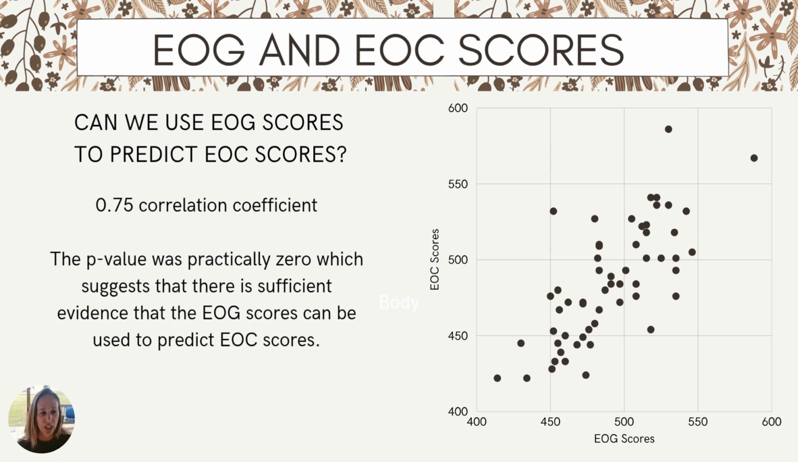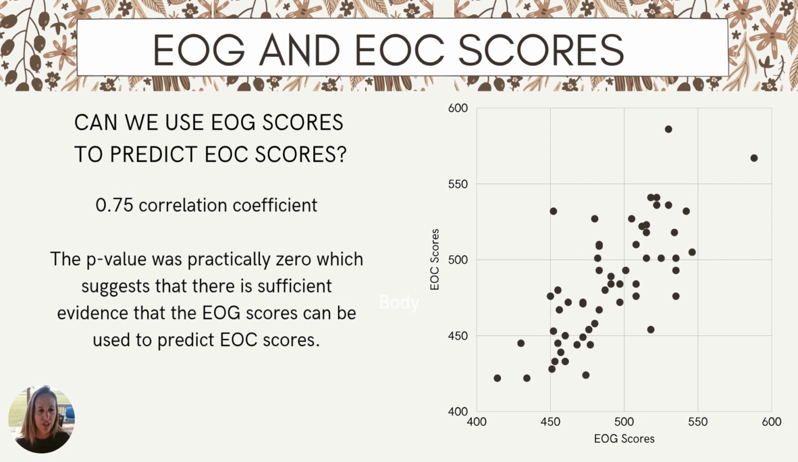So the next question is, since we know that our IXL growth did not really help us determine our milestones growth, can the EOG scores help us determine where our EOC scores can be for the next year? And so I took the EOG scores and EOC scores, calculated the correlation coefficient for those, and created a scatter plot that you can see. And you can see that lower EOG scores typically produce lower EOC scores, and so on.